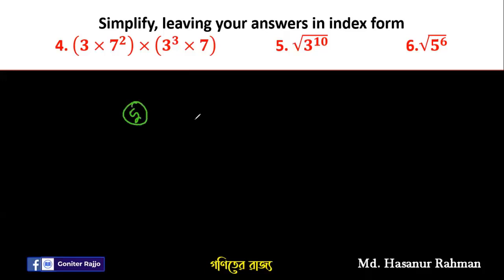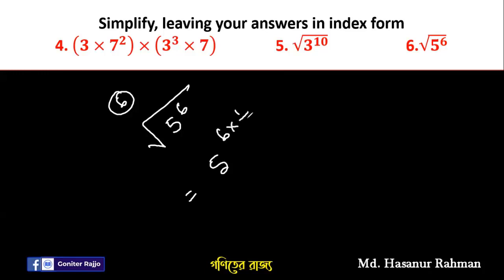Now number 5. Number 5 says square root of 3 to the power 10. How can you solve this problem? 3 to the power 10 multiplied by half. Square root means we have to multiply the power by half, or we can divide the power by 2. So the answer will be 3 to the power 5, because 10 divided by 2 is 5. Now number 6. Number 6 says square root of 5 to the power 6. We know that square root means we multiply the power by half, or divide the power by 2. 6 divided by 2 is 3. So the answer will be 5 cube, and that is the answer of number 6.